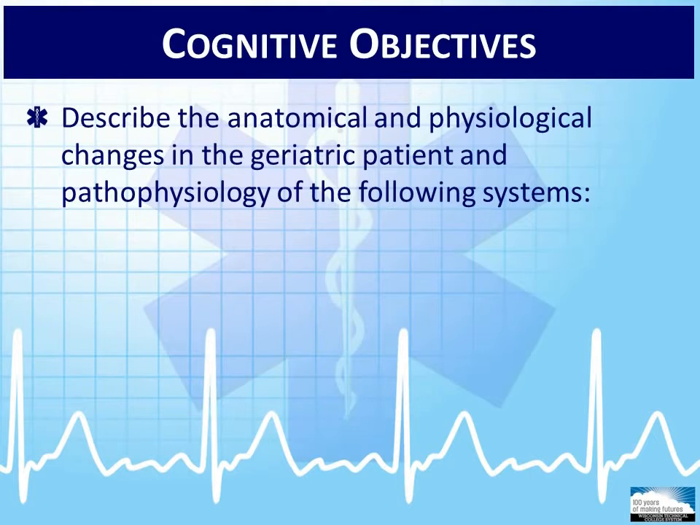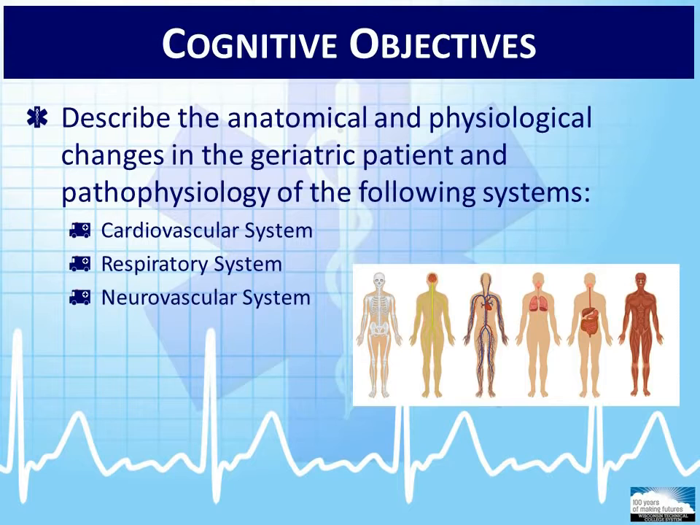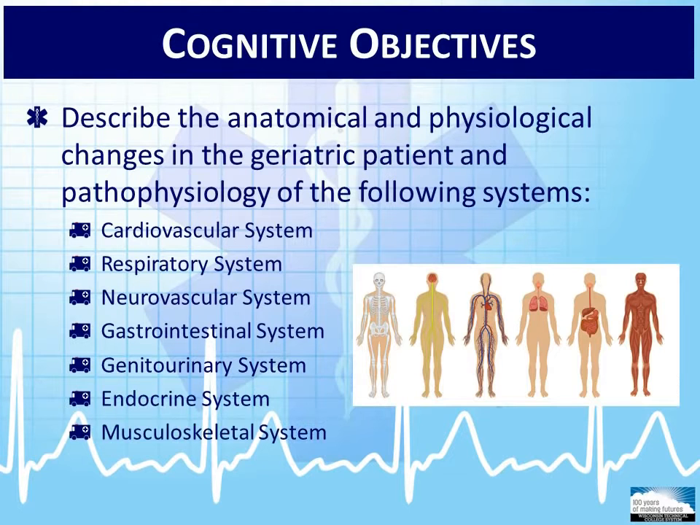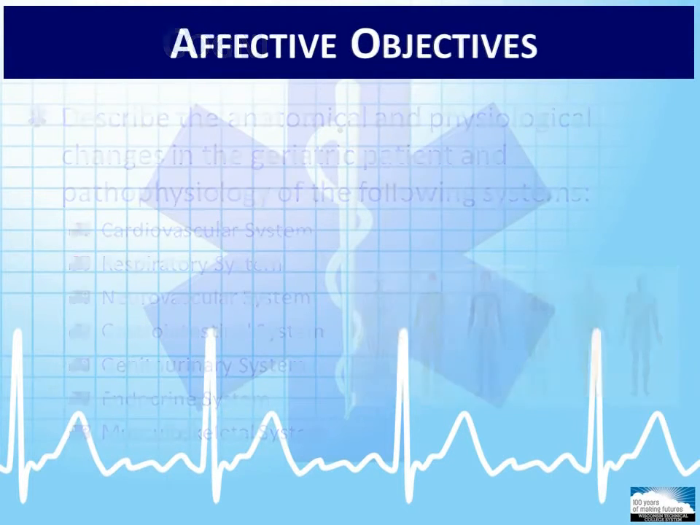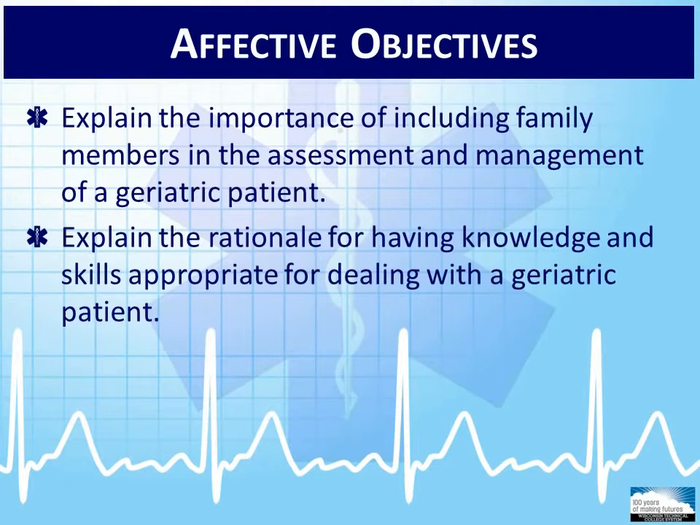Describe the anatomical and physiological changes in the geriatric patient along with the pathophysiology of the following systems: cardiovascular system, respiratory system, neurovascular system, gastrointestinal system, genitourinary system, endocrine system, and musculoskeletal system. Explain the importance of including family members in the assessment and management of a geriatric patient. Explain the rationale for having knowledge and skills appropriate for dealing with a geriatric patient.